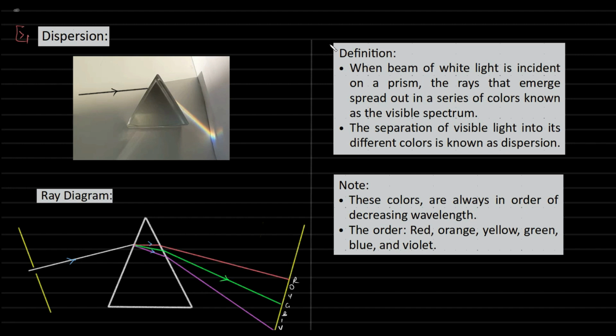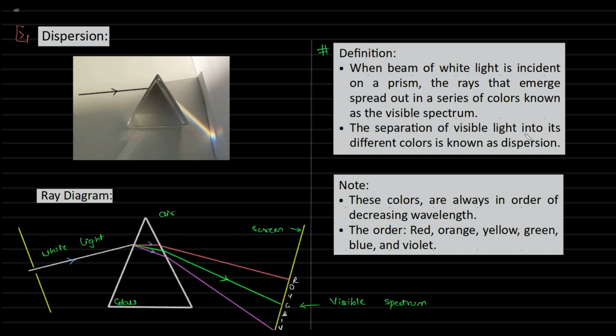So let's look into the definition. When a beam of white light is incident on a prism, the ray that emerges spreads out in a series of colors known as the visible spectrum. So this is your visible spectrum. This is your white light source. And this is your glass prism. That's your air. And this is the screen.